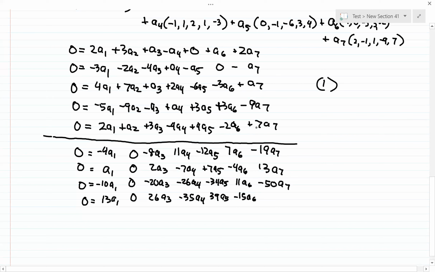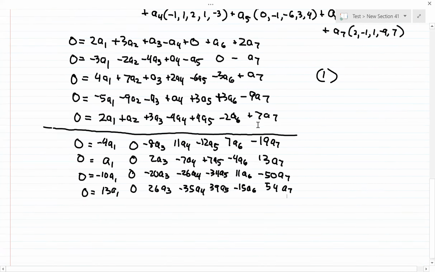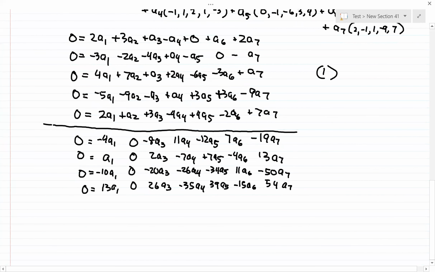9 times this is 63, and we're adding it to this. So what do you get? 54. Again, keep me honest. 9 times 7 is 63. 63, take away 9 is 54. That seems okay. Okay. And then the last one is just this one again.